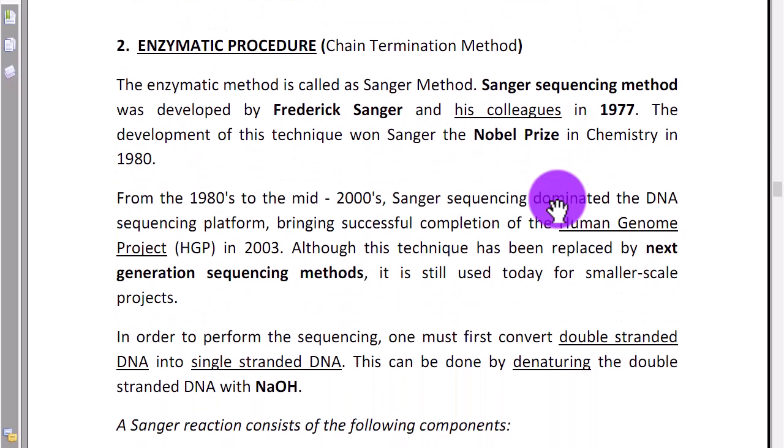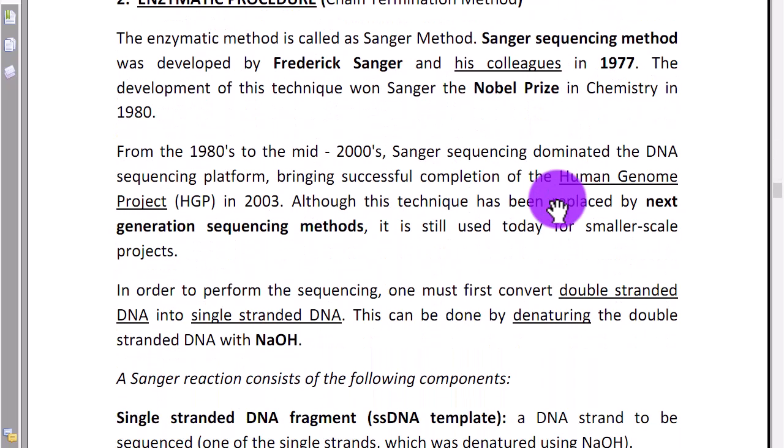Enzymatic procedure, chain termination method. The enzymatic method is called the Sanger method. The Sanger sequencing method was developed by Frederick Sanger and his colleagues in 1977. The development of this technique won Sanger the Nobel Prize in Chemistry in 1980.